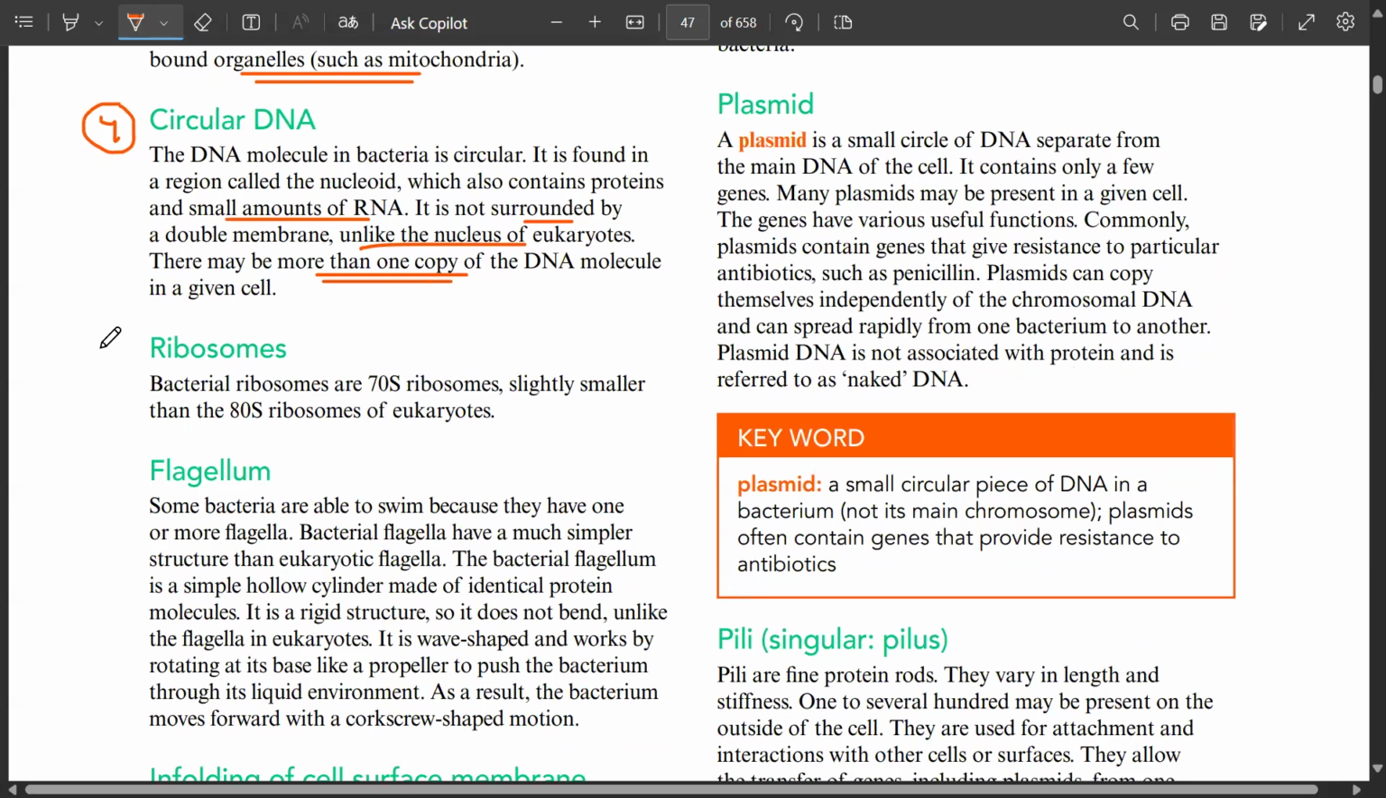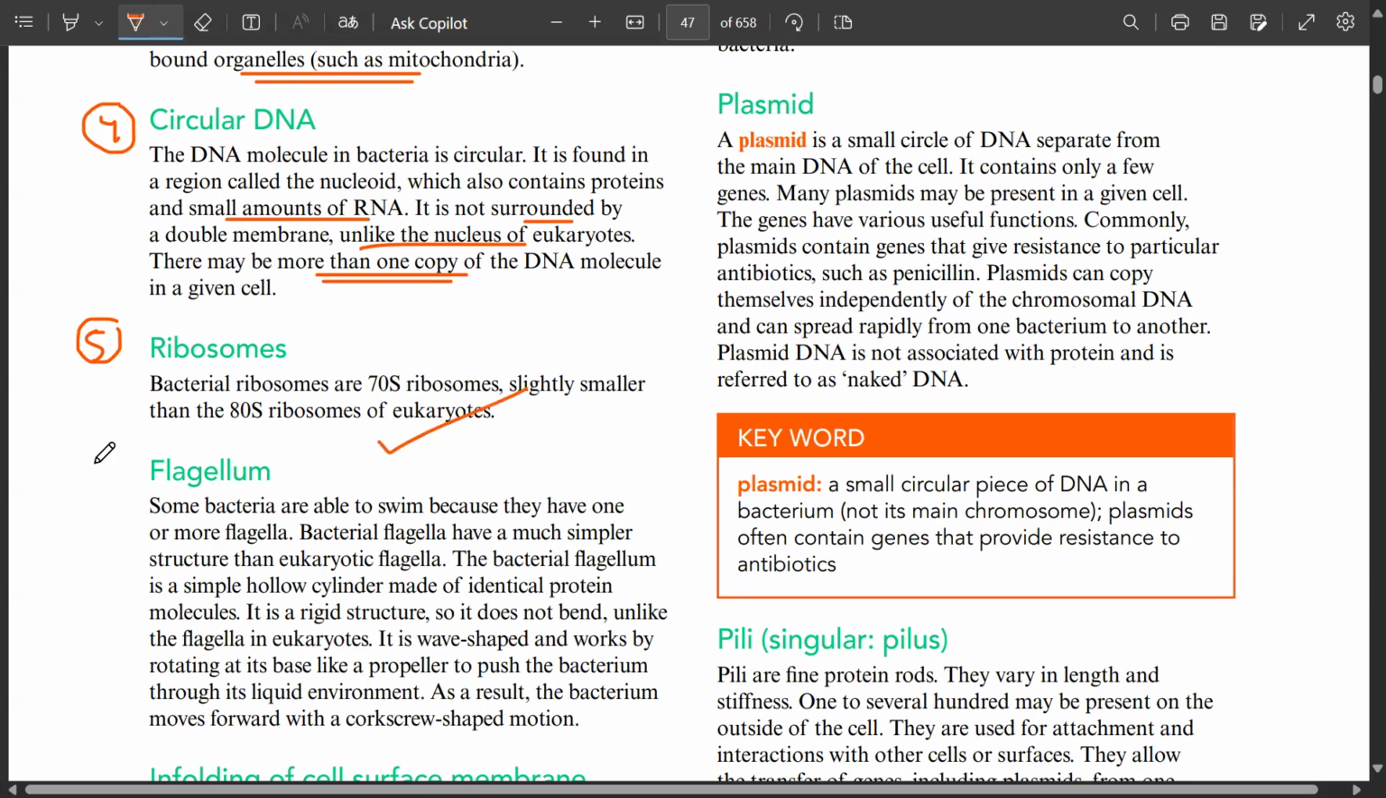Ribosomes, on the other hand, what is the function of ribosomes? Protein synthesis. Yes, good job. Protein synthesis. And how are the ribosomes in eukaryotes and prokaryotes different? Eukaryotes is 80S and prokaryotes is 70S.